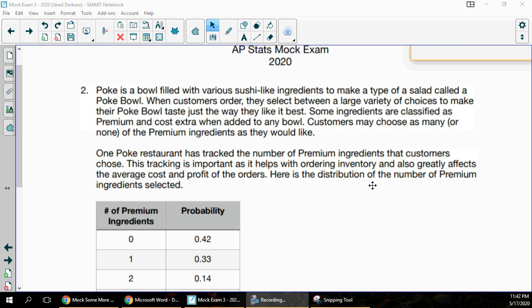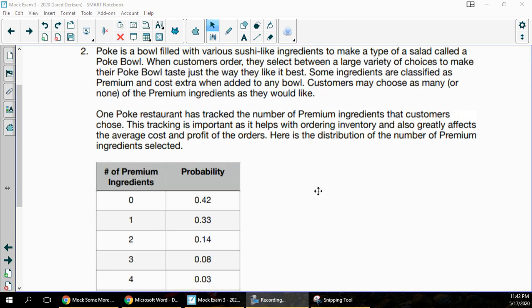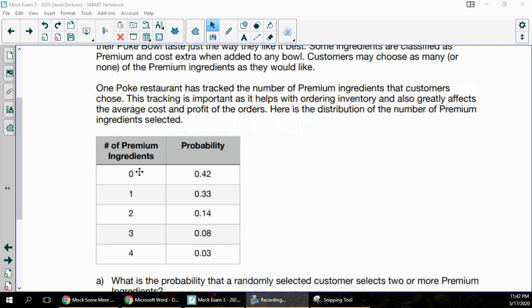So let's look at question 2. I'll assume, of course, that you've already read it. And we've got this little table here, and it says here's the number of premium ingredients that you might choose and the probability that people choose them. So in other words, if you had 100 random customers, we typically expect about 42 of them to choose no premium ingredients, 33 of them to choose one, and 3 out of the 100 to choose 4.